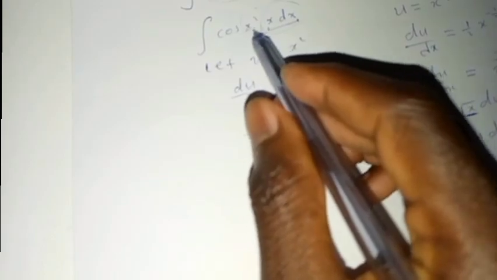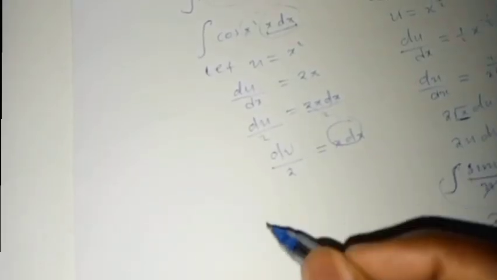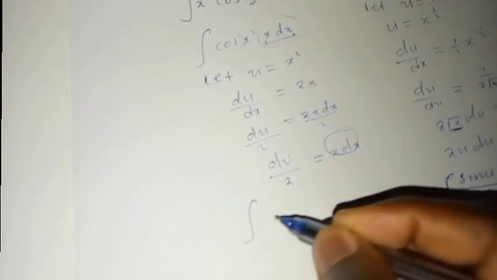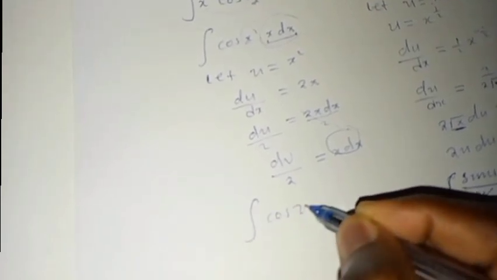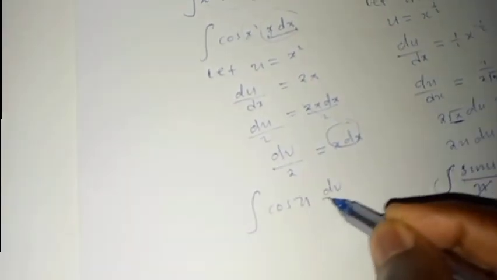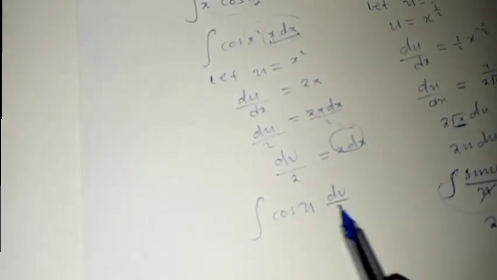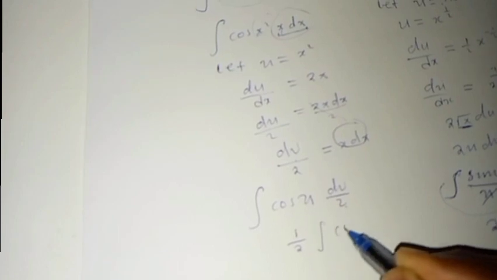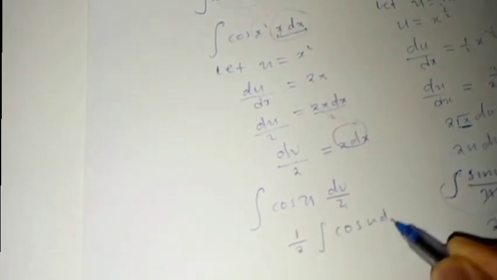But remember here we said x² is equal to u, then our expression has to be cos u, while this entire part I will replace with du over 2. So never leave your differentiation in denominator form. With the denominator, this 1/2 can move outside the integral. It will be like this: 1/2 times the integral of cos u du.